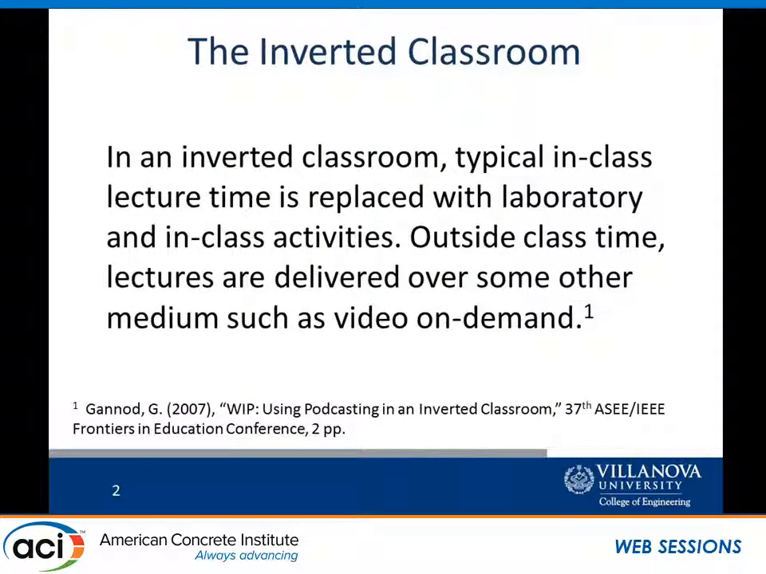There's not much time to go through what an inverted classroom is, but most of you have probably heard about it as a flipped classroom. For whatever reason, I think inverted is a more technical term, so that's the term I'm going to use. The basic idea is as follows.